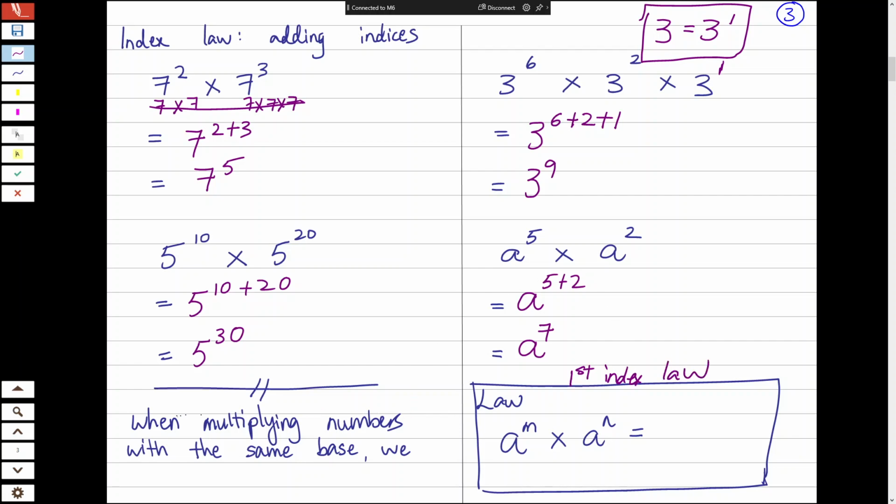Let's start with completing the sentence down the bottom here. When multiplying numbers with the same base, what should we do? Add the indices. Thank you, Louis. Okay, so that's the law in words.